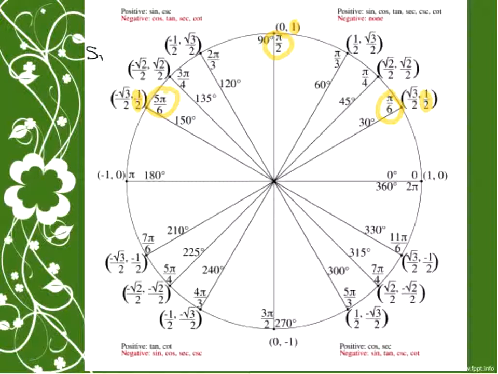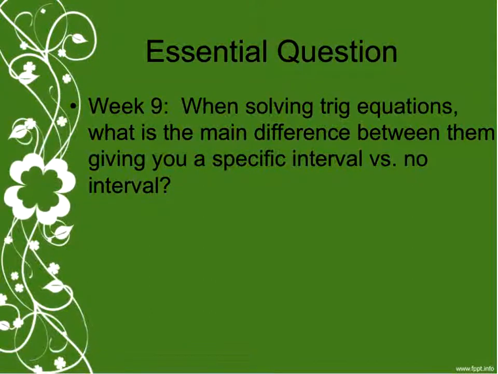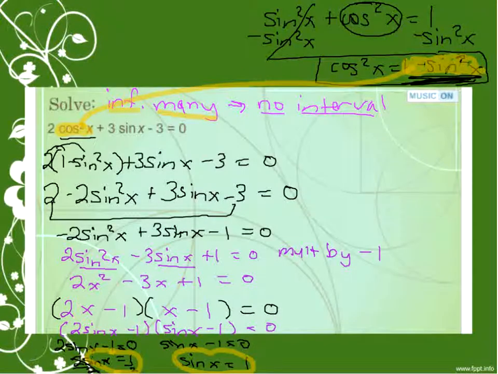Okay, it just goes back to what it was asking us for. It was asking me, where does sine x equal 1/2? So here and here. And then where did our sine x equal 1? And that's right here. But how am I going to write my solutions? I had pi over 6, 5 pi over 6, and pi halves.